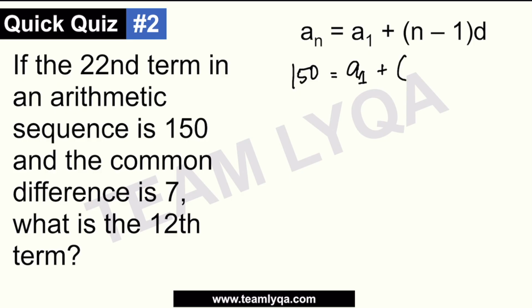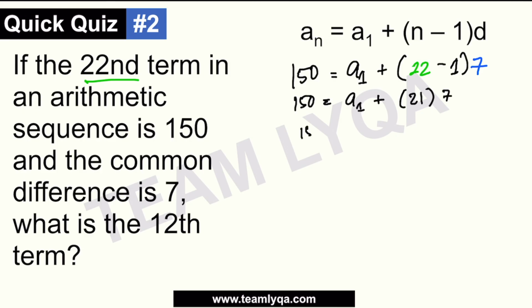Plus, and then you have the N. In this case, again, we started with the 22nd term. So, lagyan natin 22. Minus 1. Tapos yung ating D is the common difference which is 7. Okay? This time, ito lang muna yung given natin. Isa-solve muna natin yung first term para makuha natin yung 12th term. Now, 150 is equal to A sub 1 plus, this is 21 times 7. So, 150 is equal to A sub 1 plus 21 times 7, which is 20 times 7, 140, plus 1 times 7, 147.